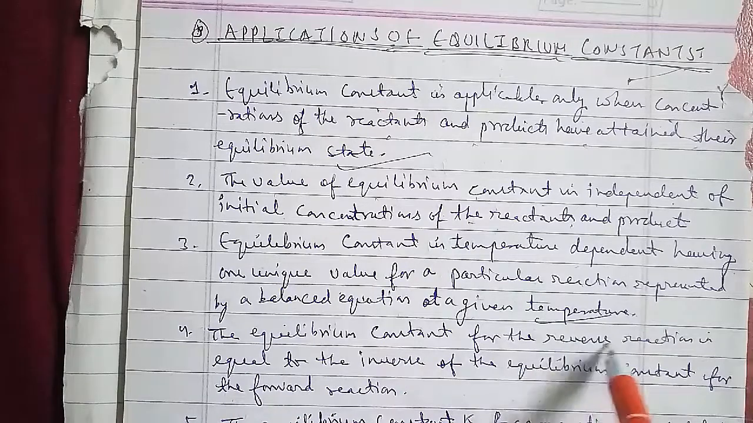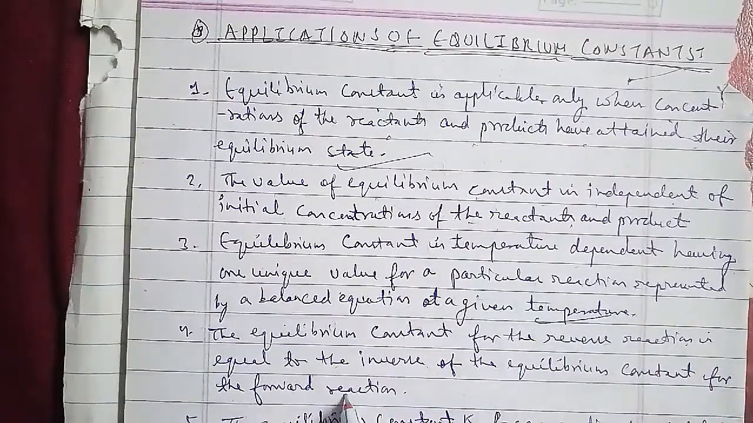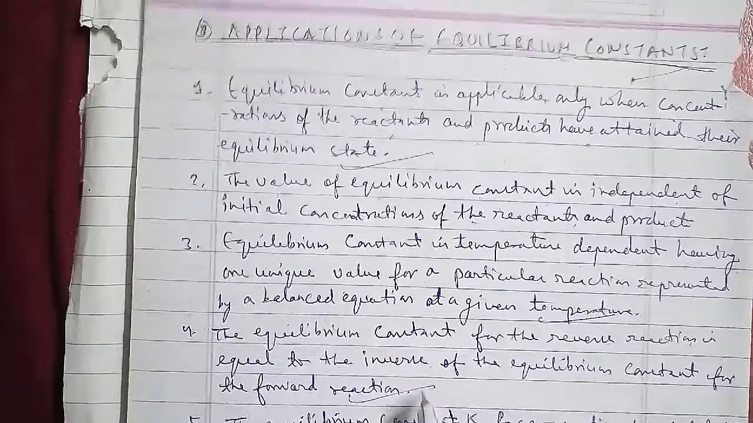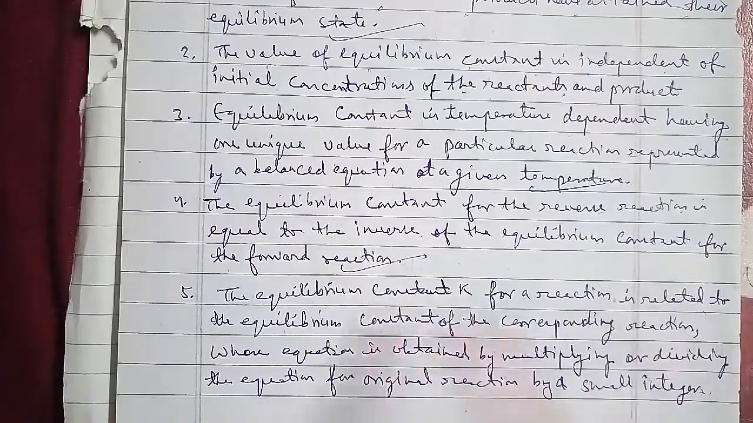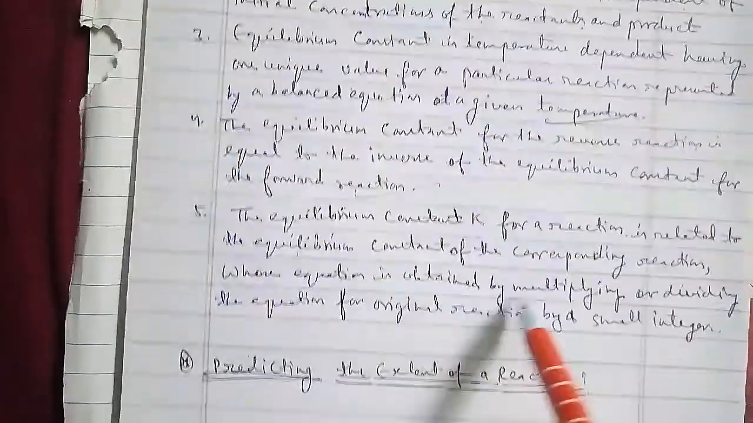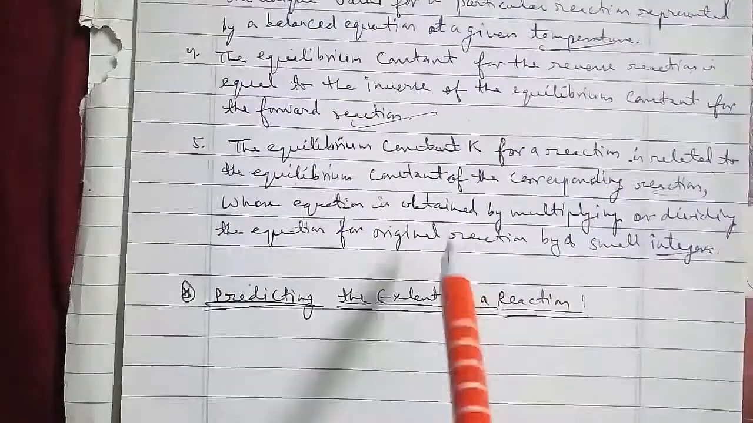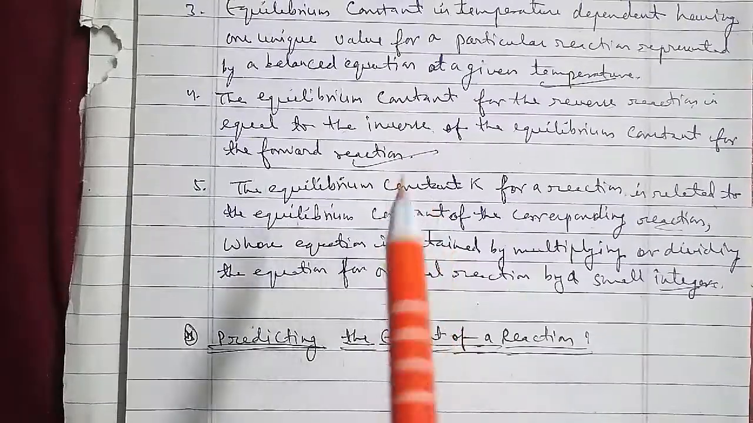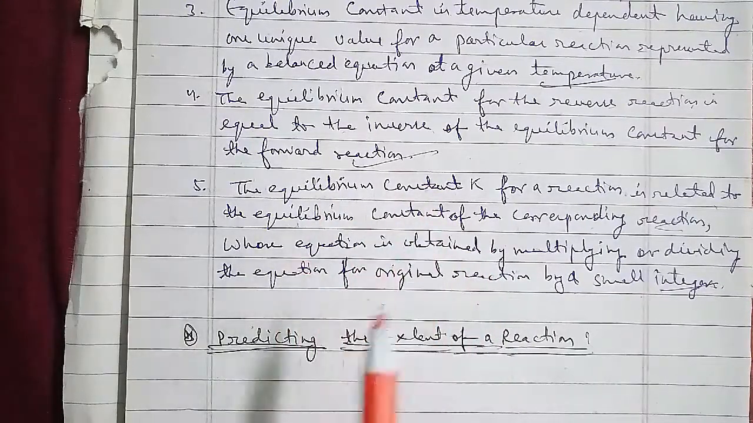And the fifth one is that the equilibrium constant K for a reaction is related to the equilibrium constant of the corresponding reaction, where the equation is obtained by multiplying or dividing the equation for the original reaction by a small integer. With regard to this, let us consider some applications of the equilibrium constant: to predict the extent of the reaction on the basis of its magnitude, to predict the direction of the reaction, and to calculate the equilibrium concentration.